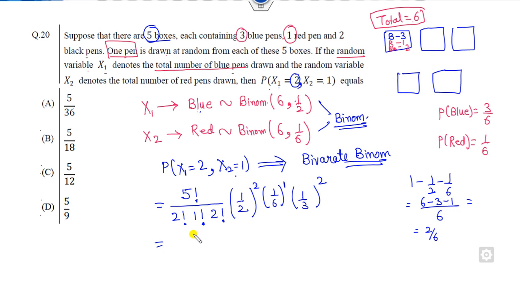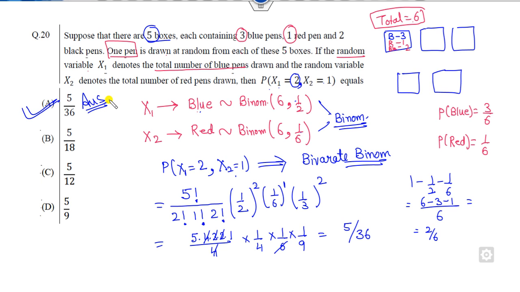Now you can solve this. It's 5, 4, 3, 2, and it's my 4 into 1 by 4, 1 by 6, 1 over 9. So what is the right answer of this? 4 will be cancelled out, 2, 3, 6 will be cancelled out. So it's 5 divided by 36. That's the right answer of this problem. Option A is the right answer.